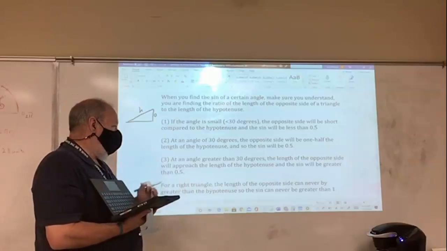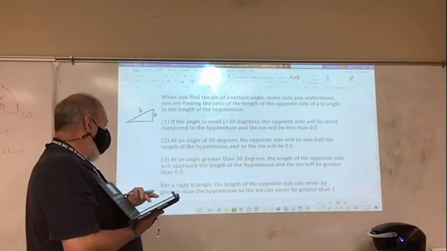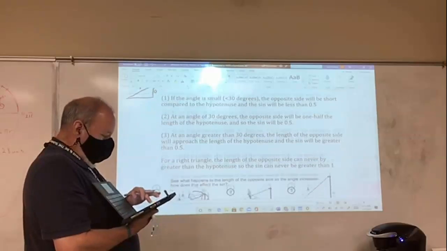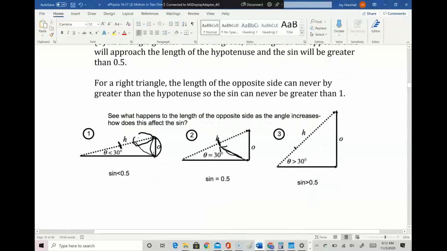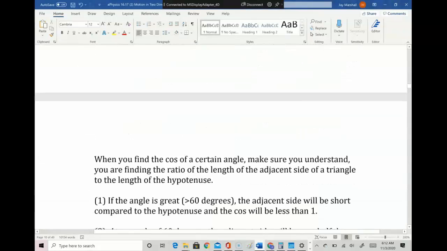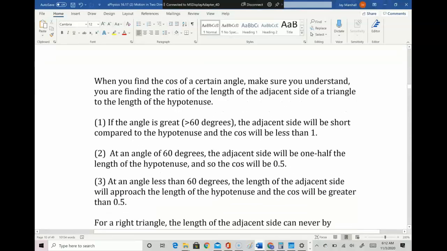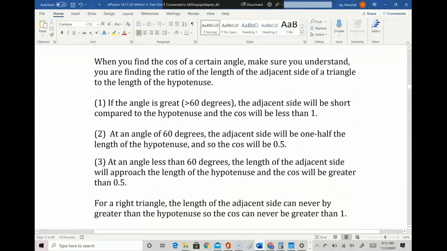And for a right triangle, the length of the opposite side can never be greater than the hypotenuse, so the sine is always going to be somewhere between 0 and 1. Okay? That ratio can never be less than 0. It can never be greater than 1.